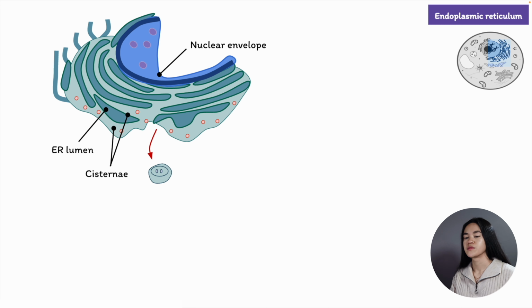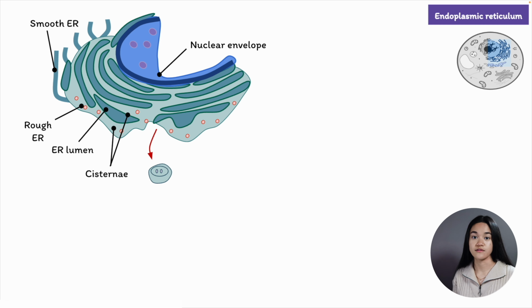The space between the 2 envelope membranes is continuous with the ER lumen, and the ER membrane is continuous with the nuclear envelope. Now, there are 2 regions of the ER called the smooth ER and the rough ER, and they have different structures and functions. The smooth ER lacks ribosomes on its outer surface, hence why it's called the smooth ER, whereas the rough ER is studded with ribosomes, giving it a rough appearance under the electron microscope. As we mentioned earlier, ribosomes are also connected to the cytoplasmic side of the nuclear envelope's outer membrane, which is continuous with rough ER. Let's go through their functions.